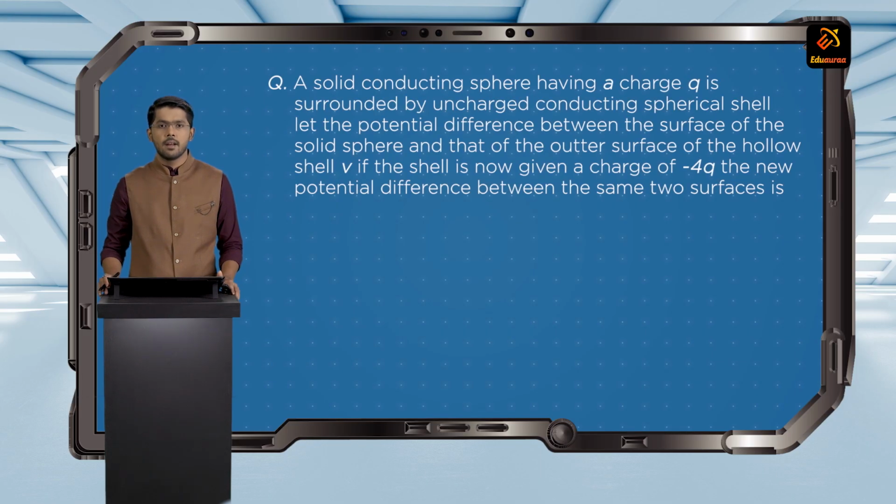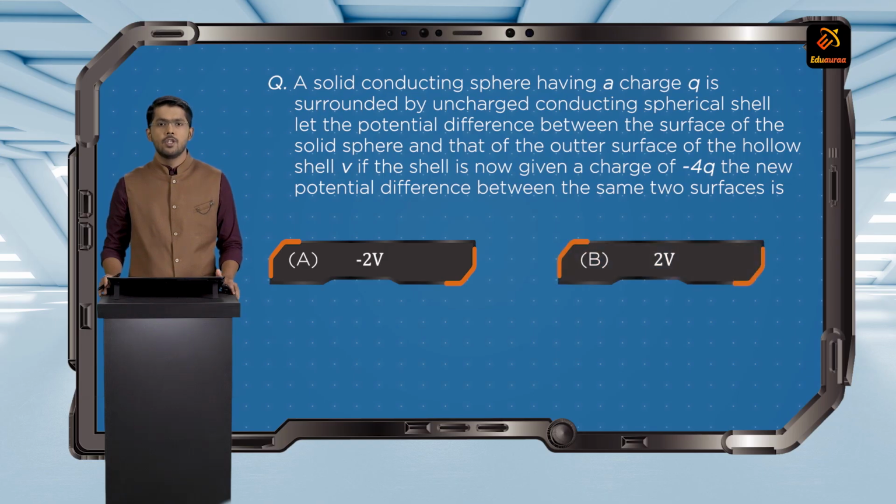Let's now move on to the next question. A solid conducting sphere having a charge Q is surrounded by an uncharged conducting hollow spherical shell. Let the potential difference between the surface of the solid sphere and that of the outer surface of the hollow shell be V. If the shell is now given a charge of minus 4Q, the new potential difference between the same two surfaces is option A, minus 2V, option B, 2V, option C, 4V, or option D, V. This question was asked in JEE Main 2019 8th April 1st session.